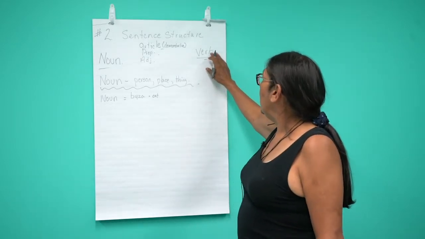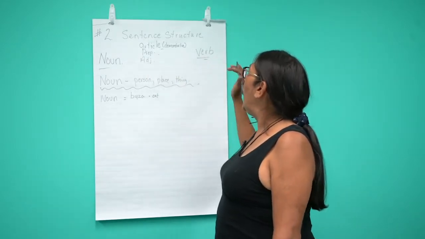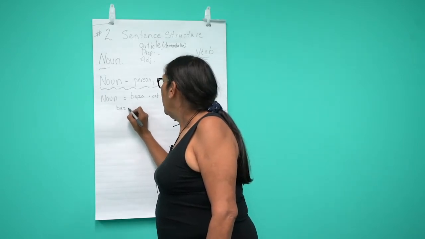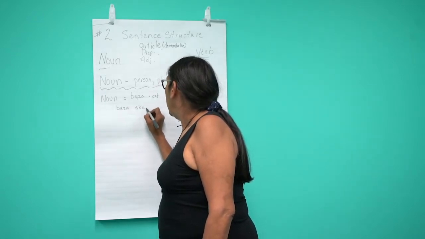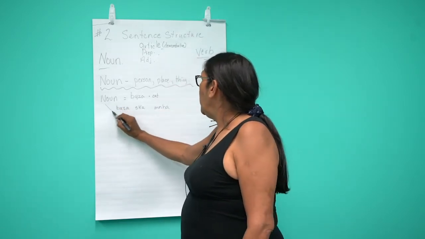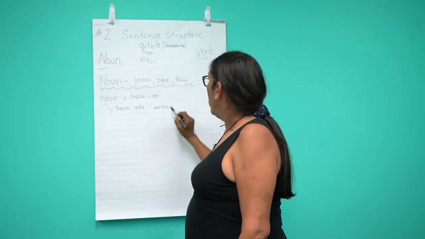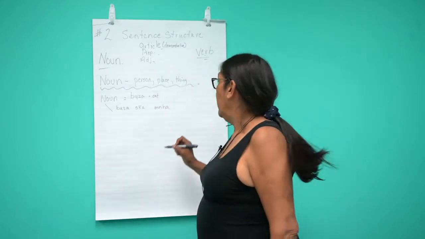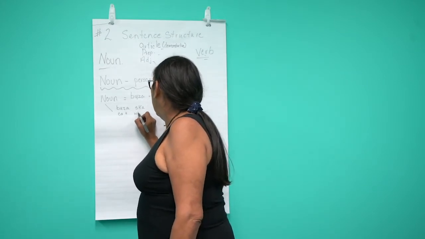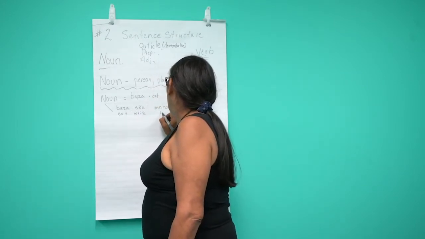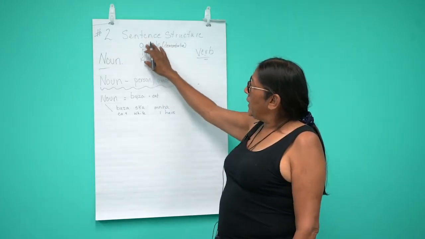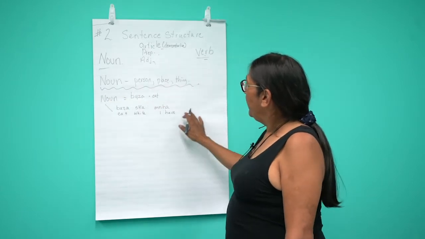And the verb, to have: buza ska nuha. I have a black cat. I mean a white cat, sorry. See, there's your noun, your adjective, and your verb. Buza ska nuha. Cat, white, I have. Does that make any sense? Are you seeing? Okay.